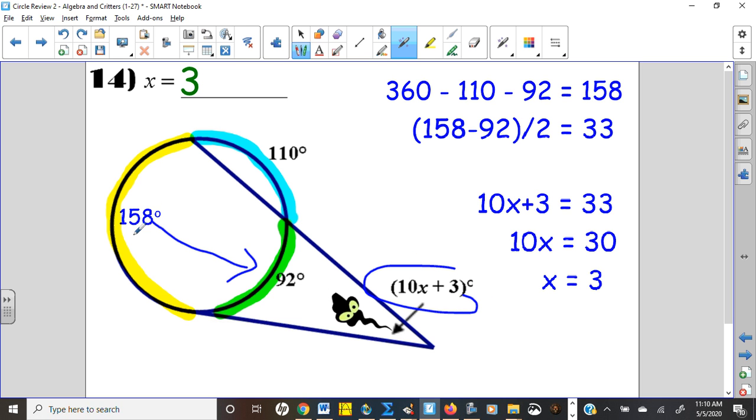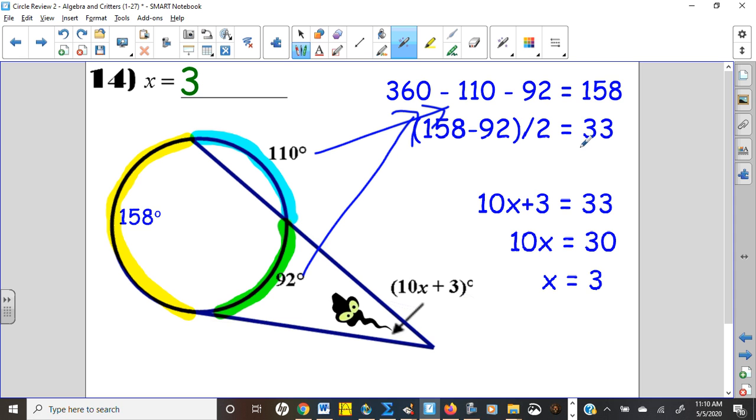I didn't know what the big arc was, but I knew there were 3 arcs total, so I subtracted 92 and 110 from 360 to figure out what the missing arc was, 158, and then I could do the difference, half the difference, 158 minus 92 divided by 2 to get the angle. Once I knew the angle was 33, pretty easy algebra, set it up.